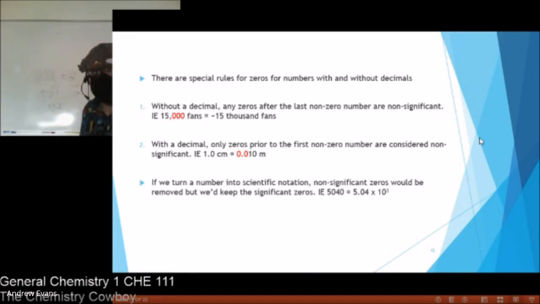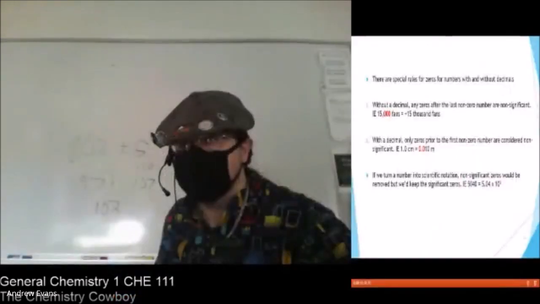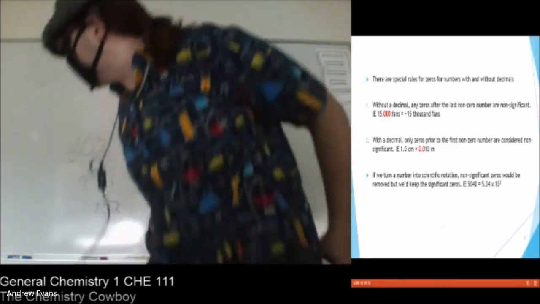Now, keep in mind, in the second example, 0.010, the 1 and the last 0 are significant. But we run into something very interesting when we have decimals like that. Let's take a hypothetical example right here.